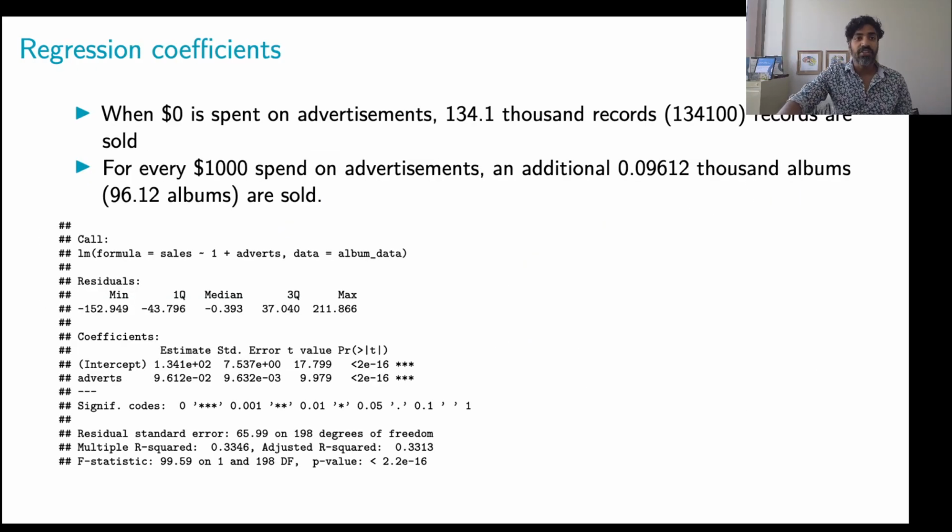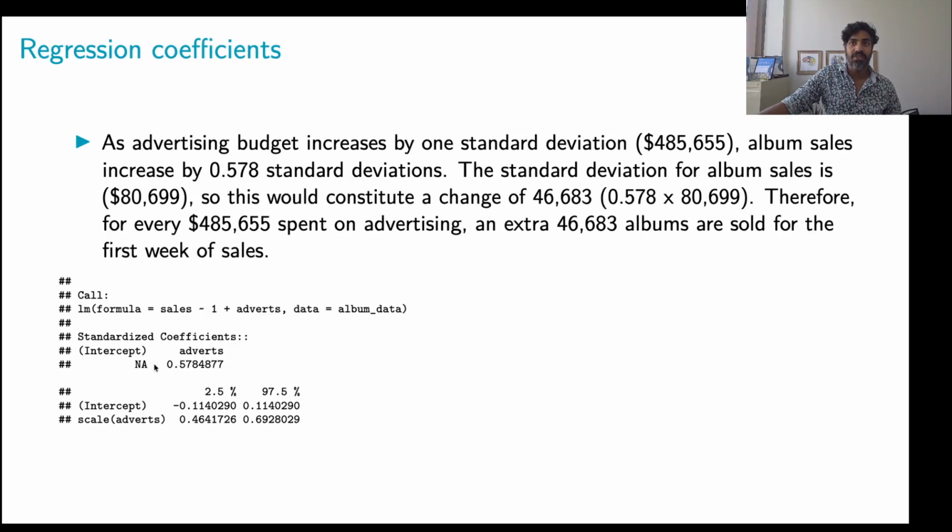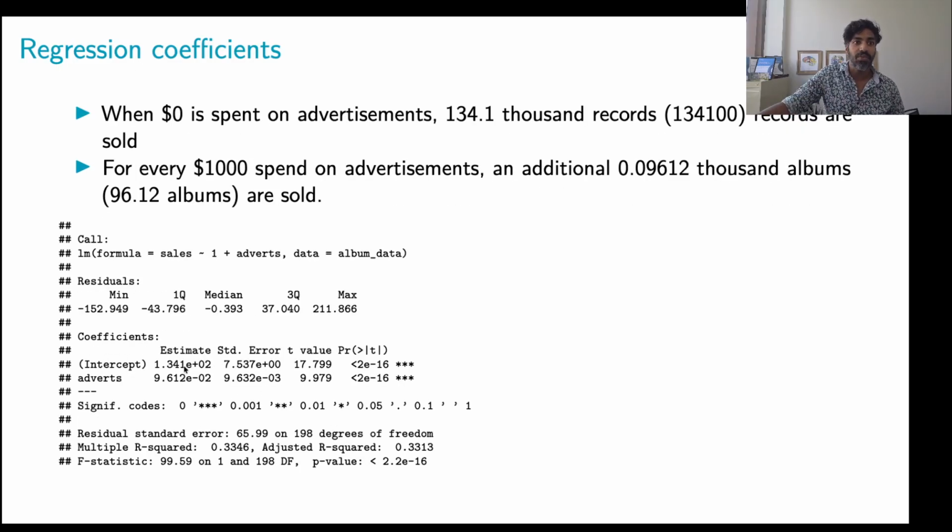Let's talk about the regression coefficients. So this says when $0 is spent on advertisements, 134,100 records are sold, right? That e+02, it just doesn't have space to put the other zero, so it's just in different notation. So move that decimal place forward 2 spots. So that's what it means. So when $0 is spent on advertisements, 134.1 thousand records are sold.